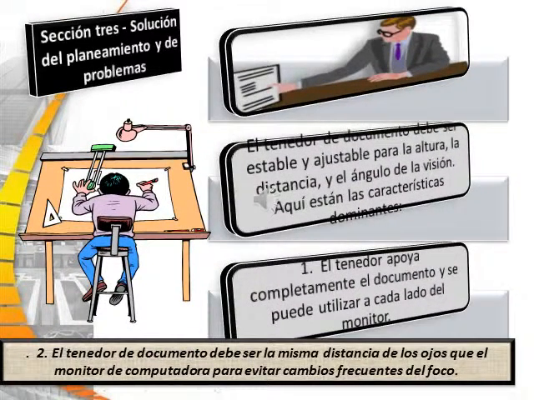The document holder should be stable and adjustable for height, distance, and angle of viewing. Here are the key features. The holder fully supports the document and can be used on either side of the monitor. And the document holder should be at the same distance from the eyes as the computer monitor to avoid frequent changes of focus.